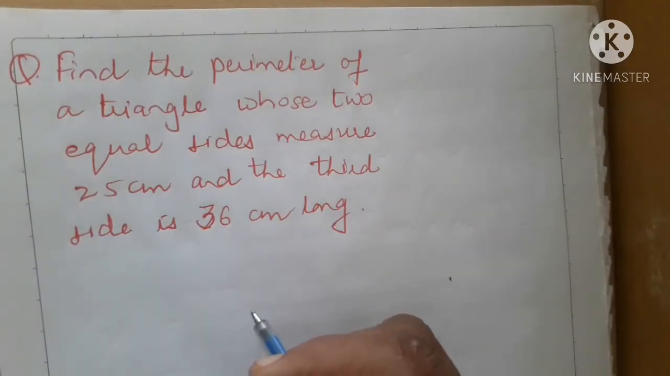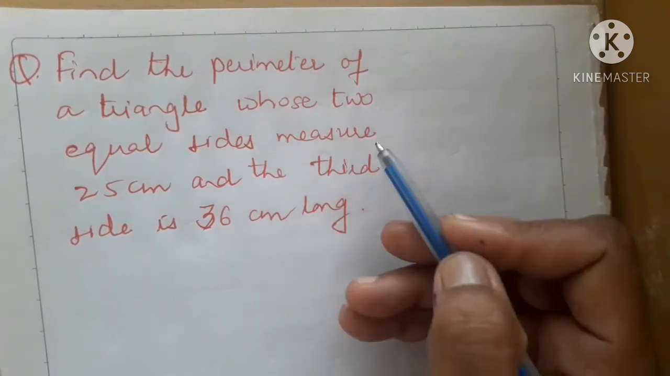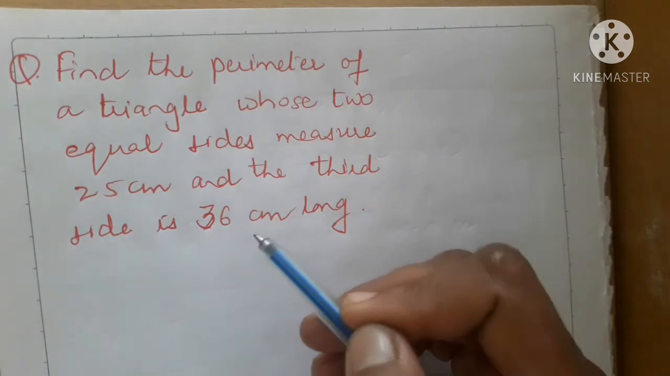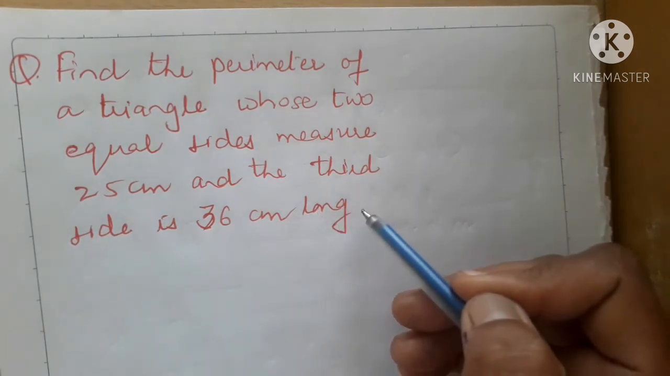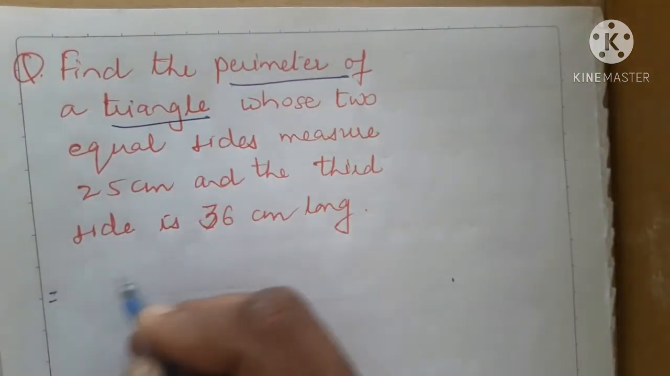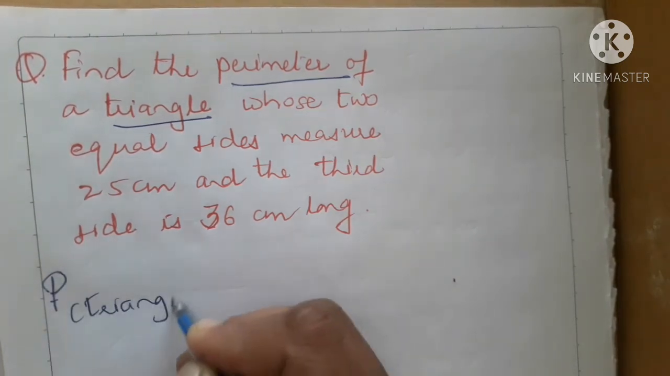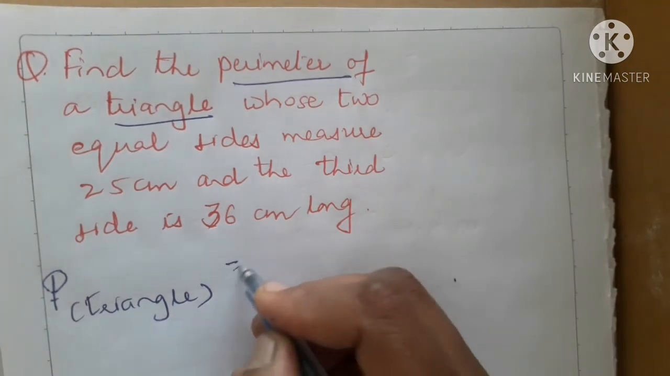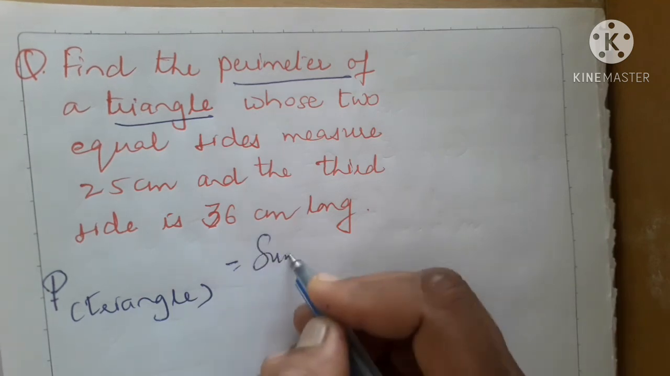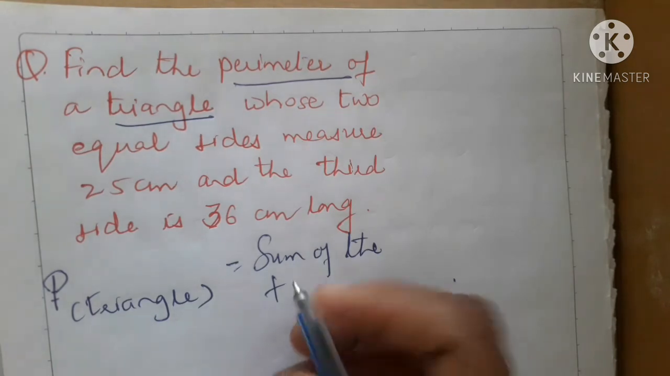Now look at this question. Find the perimeter of a triangle whose two equal sides measure 25 centimeter and third side is 36 centimeter long. So here the shape given here is a triangle. So perimeter of a triangle. Okay, what is the perimeter of a triangle? Sum of the three sides, right? So here I will write sum of the three sides.